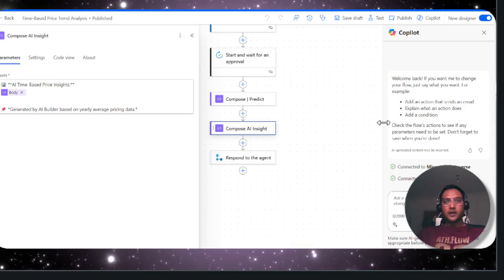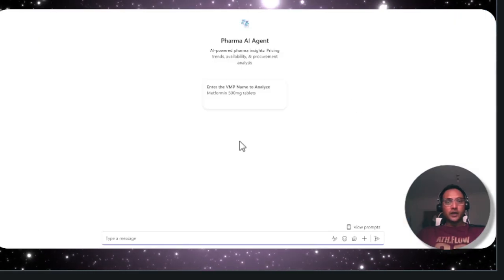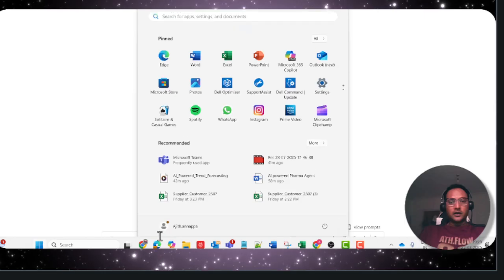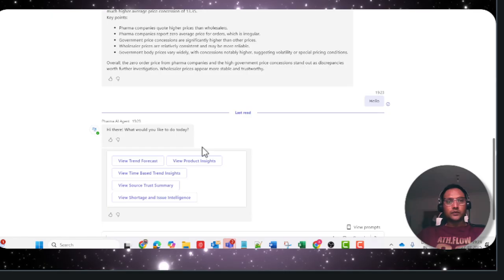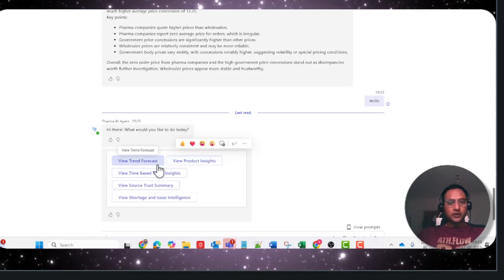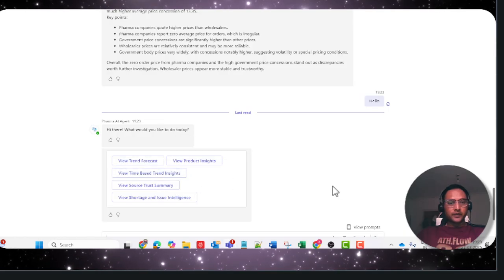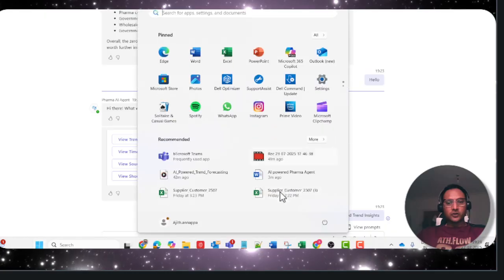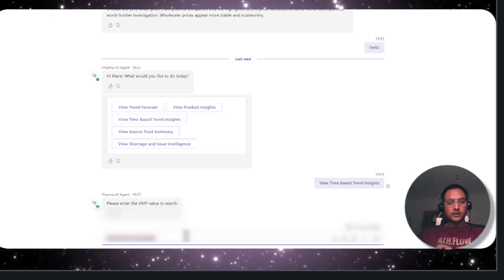Let me go back to the agent chatbot now, and I'll just say hello. So it gives me an option, and now we are looking at time-based trend insights. I'll click on that option and pass one particular medicine.